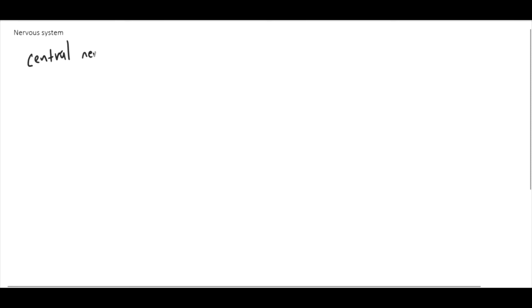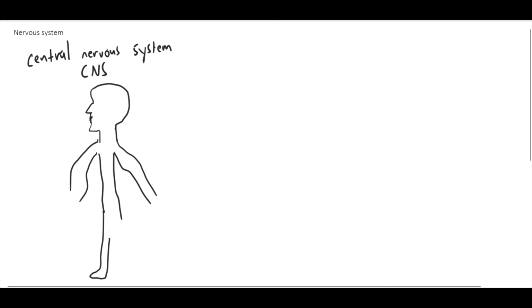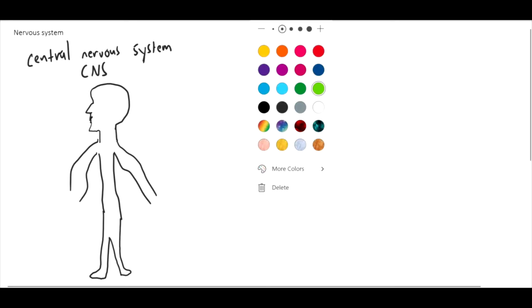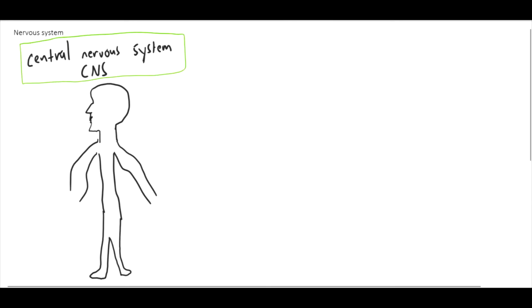Today we're going to be talking about the nervous system. The first part of the nervous system is called the central nervous system, or the CNS. Here I'm drawing a little person, and in green I'm going to draw the CNS, and this is comprised of the brain and the spinal cord. This is sort of the central processing center of our nervous system.